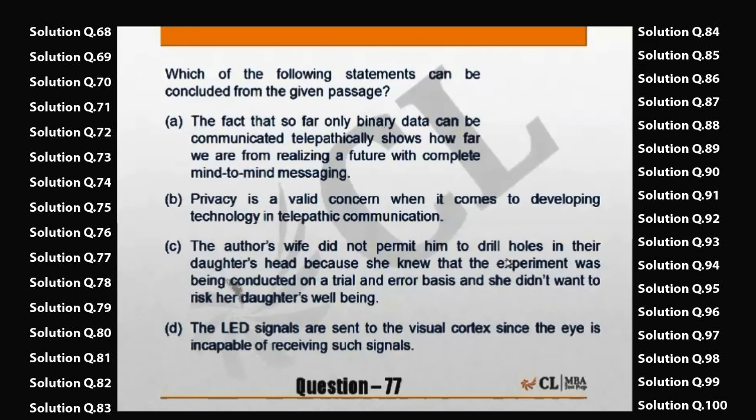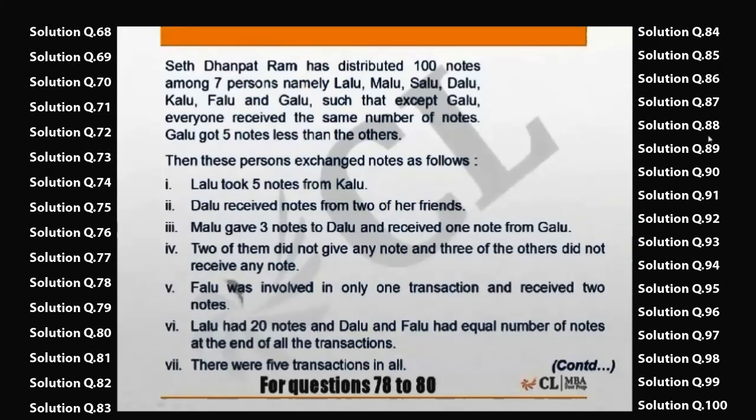Option D says that LED signals are sent to the visual cortex since the eye is incapable of receiving such signals. It does not say that in the passage. Instead, it says that the eye cannot decipher the signals. It does not say that it is incapable of receiving such signals at all. And this is what brings us to the correct answer, which is, again, I will repeat, option B.